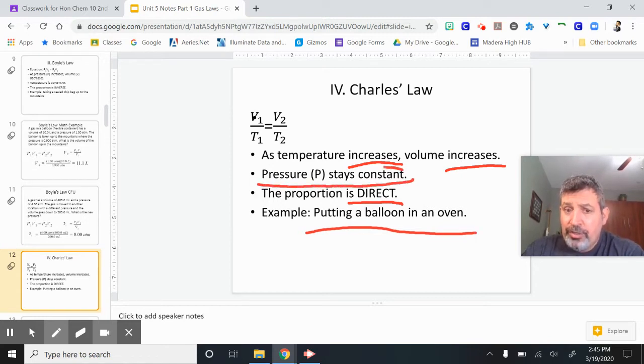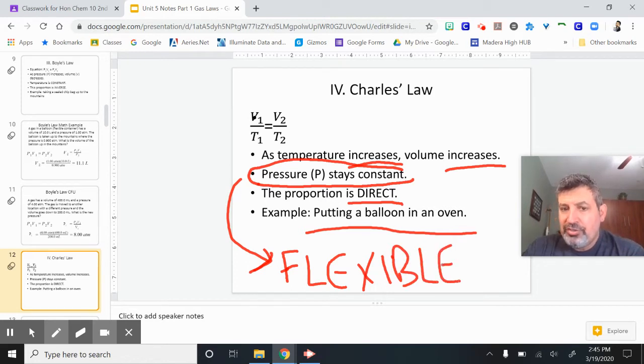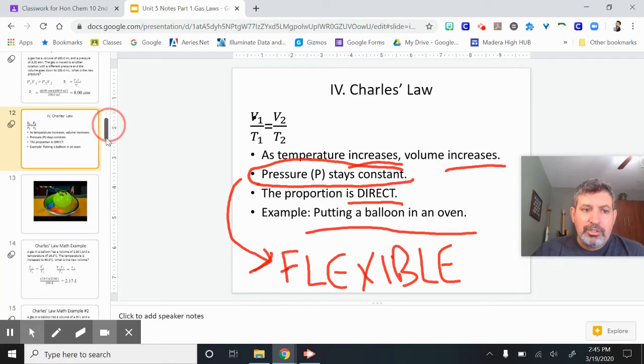With Charles' law questions, if that pressure is going to stay constant, that must mean that the container is flexible. So we're looking again at balloons. And when it's flexible, you're looking at a Charles' law question, because the pressure will not change inside there if that's happening. Okay. So let's look at a math problem for Charles, see how that works.